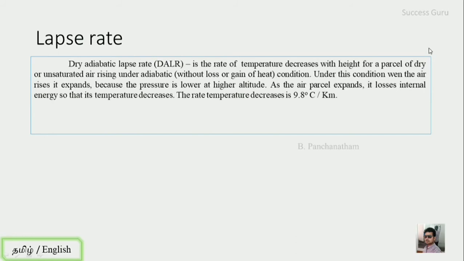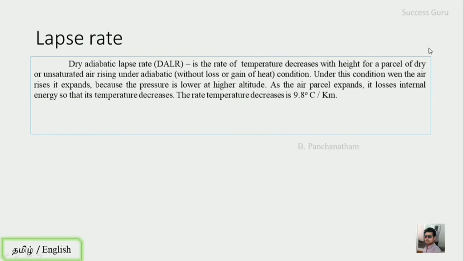So as the dry air mass moves up and the pressure drops at the higher level, the air mass tries to expand. And when the air mass expands, there will be a loss of internal energy of the air mass, and that leads to the temperature loss. And this temperature loss will be somewhere near 9.8 degrees Celsius per kilometer.